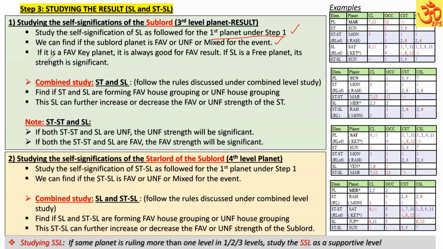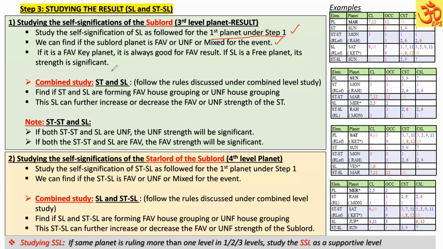Suppose that sublord is a favorable key planet, it is always good for the favorable result. If the sublord is a key planet, its strength is significant because the sublord, as you are aware, is the result-giving planet. If the sublord planet is favorable, then what planet and starlord are giving, that sublord also will promise in giving the good result. If the sublord is not good, if the sublord is unfavorable, the result is going to be unfavorable. We have to keep this as a basic understanding.